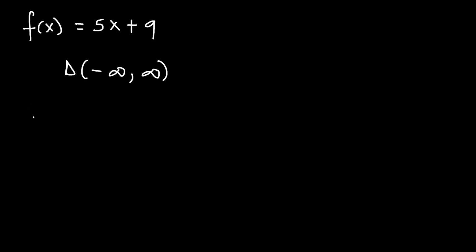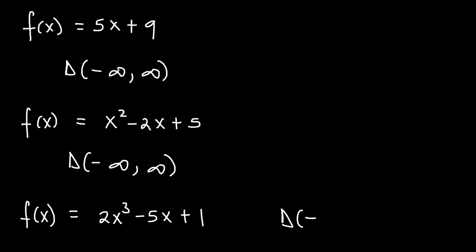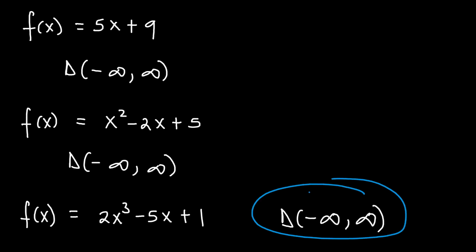Similarly, if you have a quadratic function f of x equal to x to the power of 2 minus 2x plus 5, the domain will be from negative infinity to positive infinity. And also, if you have a polynomial function 2x to the power of 3 minus 5x plus 1, the domain will still be from negative infinity to positive infinity. So this applies whenever you have linear functions, quadratic functions, or polynomial functions.